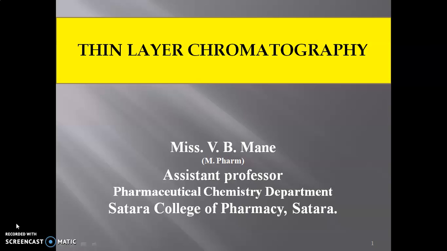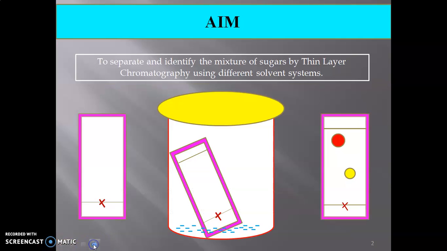So in this video, we are going to see the experiment based on thin layer chromatography. The aim of the experiment is to separate and identify the mixture of sugars by thin layer chromatography using different solvent systems.